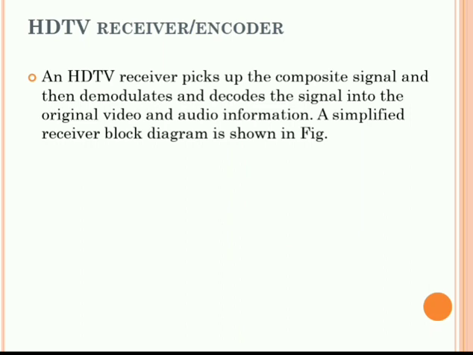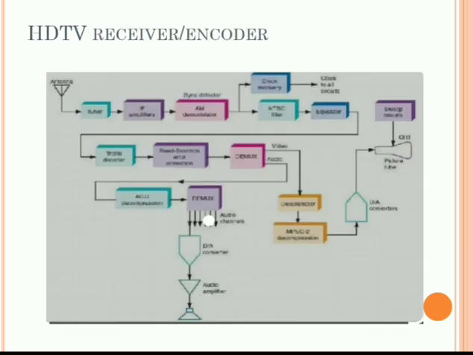An HDTV receiver picks up the composite signal, whatever signal was transmitted over the antenna. That composite signal is picked up by the receiver, and then demodulation is done and it decodes the signal into the original video and audio formats. Composite signal is nothing but the combination of audio and video, which is decoded into audio and video information signals. We will now see a simplified receiver block diagram.